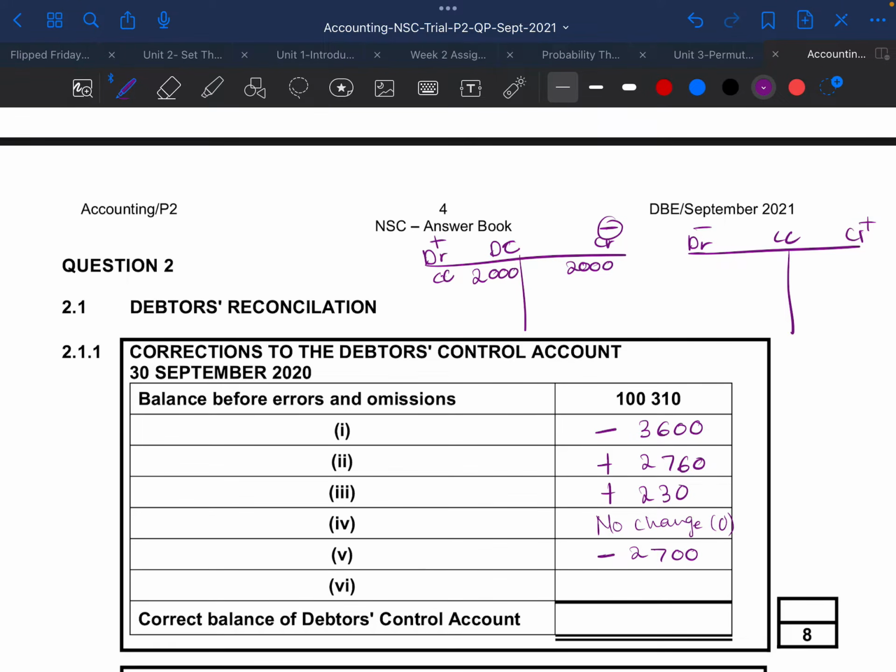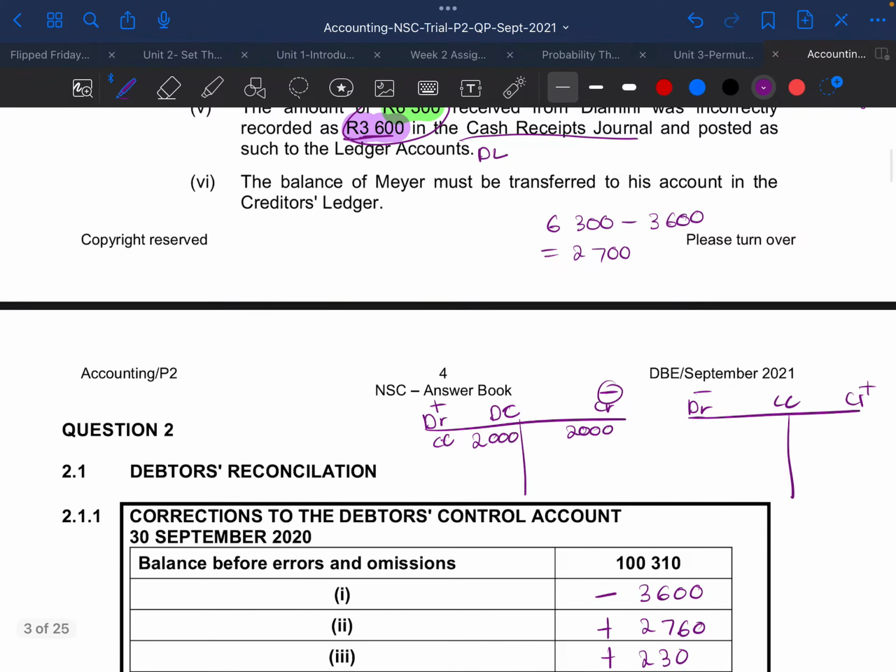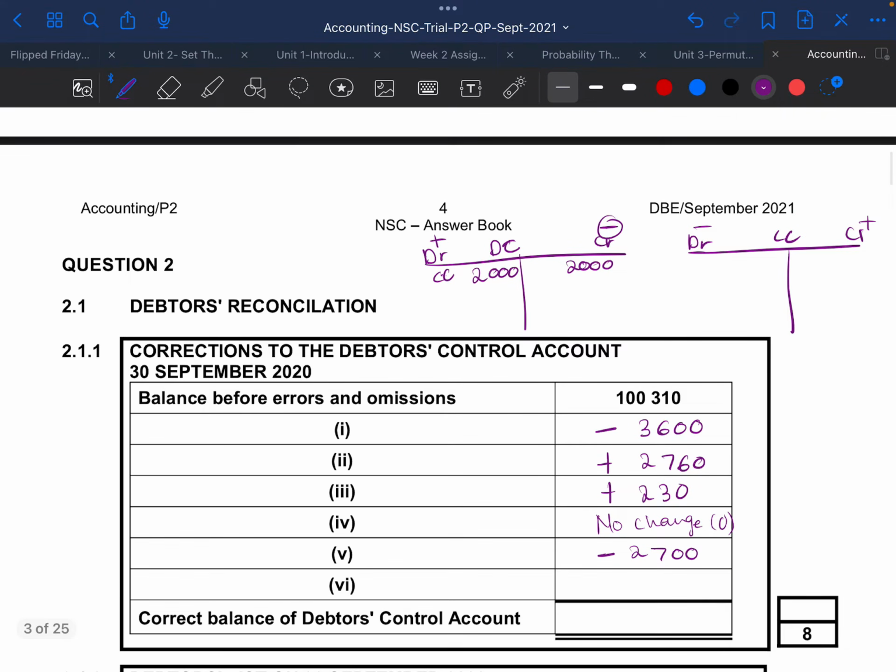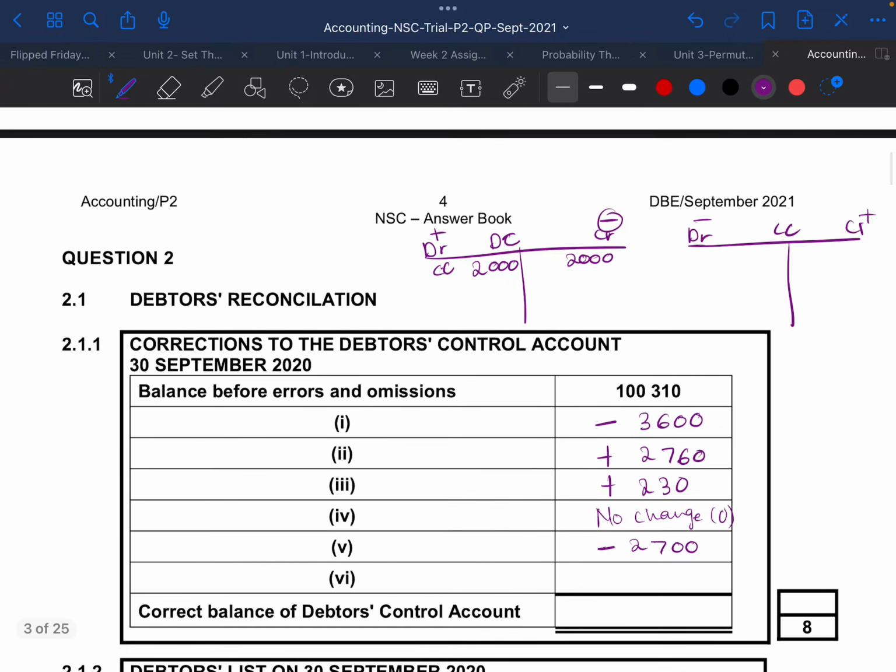I'm just doing this so you can see what this question entails and how you are supposed to approach such a question. It's not really difficult, but you should be able to do the basics. Now we have closed off this account and it's time to transfer it to the creditors control. We have closed it off by taking this amount to the debit side, which is why we're balancing our account now.